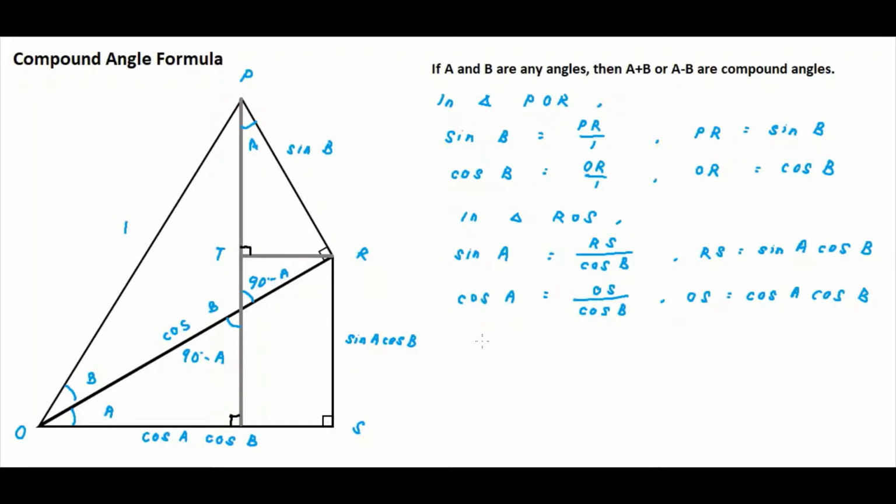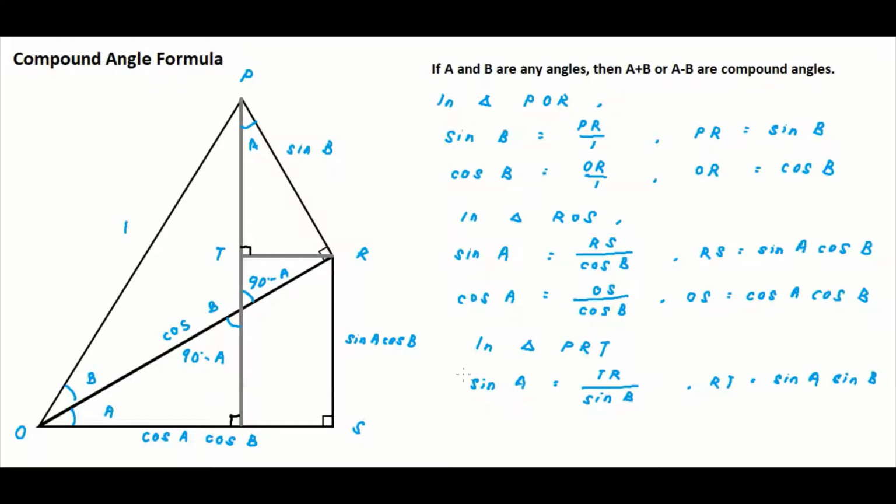Okay, same thing. Now we are looking at the triangle PTR. Let's start with sine. So what is sine A? The sine A here will be equal to my opposite over my hypotenuse. My opposite is TR, and my hypotenuse is what I have already, which is sine B. So from here I will get TR, or RT, which is going to be sine A sine B.